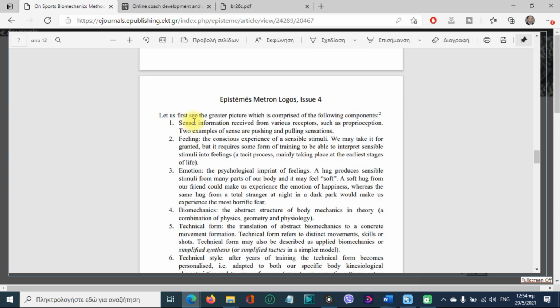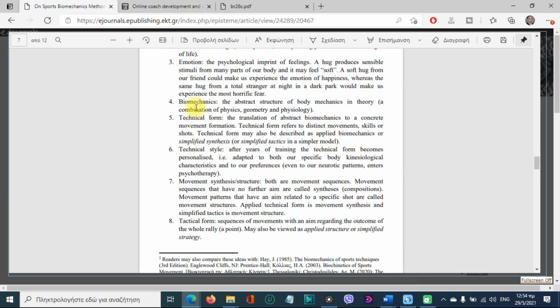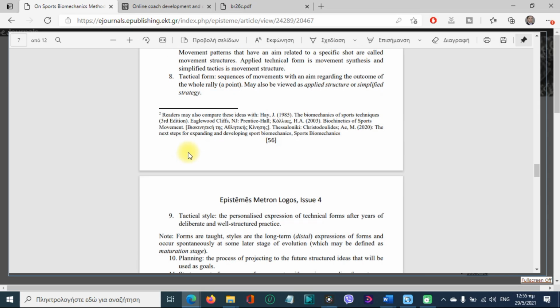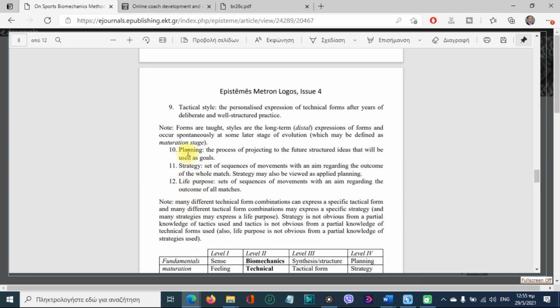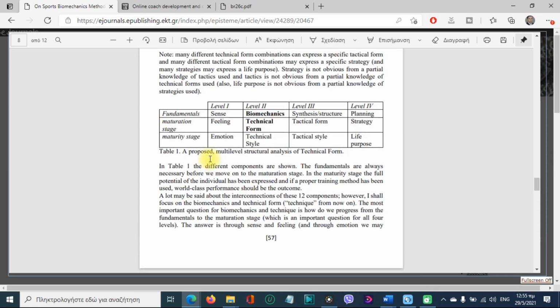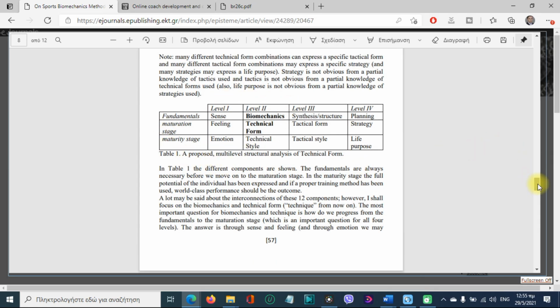Okay, so I have some components that you should read about, and they are very simple components, such as sense, feeling, and emotion, and how they are connected. Biomechanics, technical form and technical style, and movement, synthesis, and structure, tactical form, and tactical style, and also planning, strategy, and life purpose. So this is a very important table.